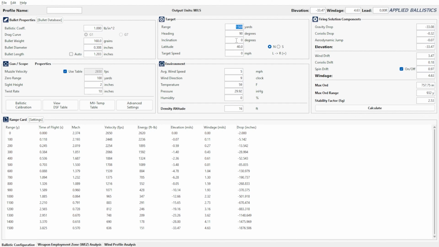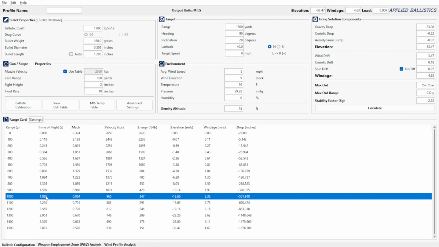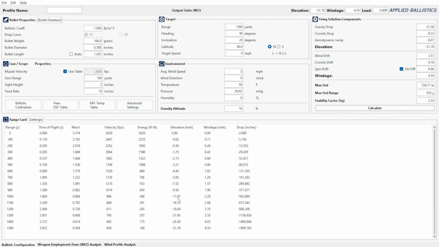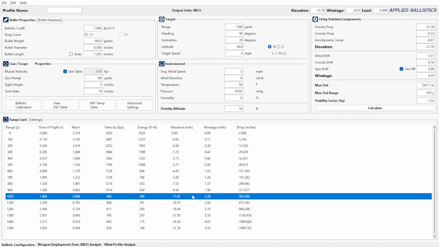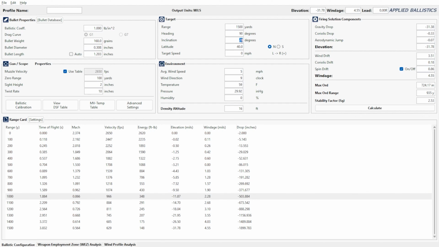That's probably not the most accurate way of doing it, but you know, it can be done, and it can make a considerable difference. So if we put in an inclination there and we again look at 1,000 yards, 12.66 on elevation, we've changed our inclination. Now we're at 11.87. So quite a big difference if you get that messed up or forget to input it.